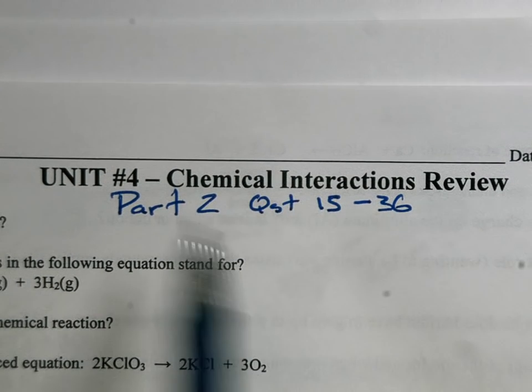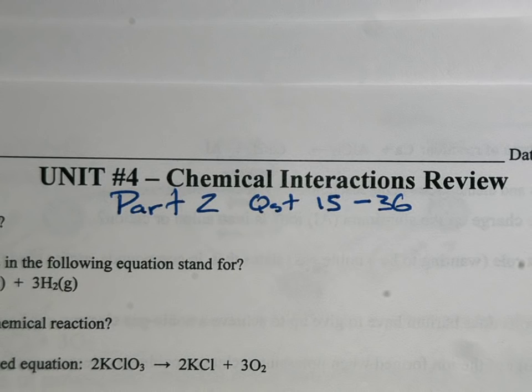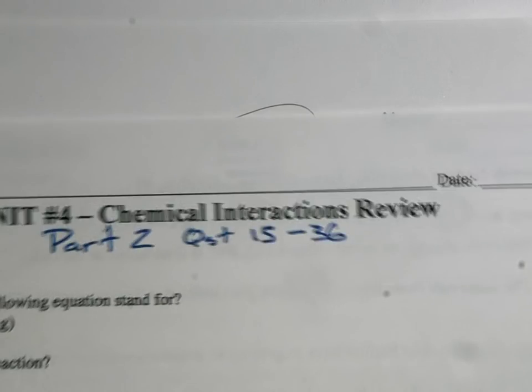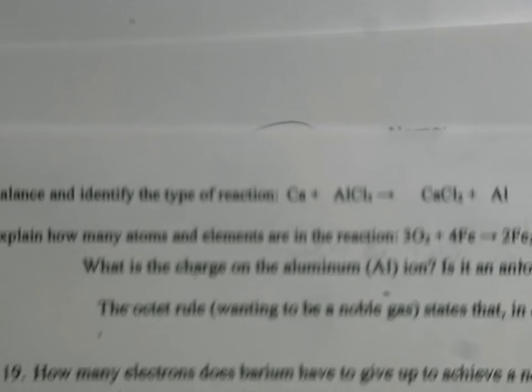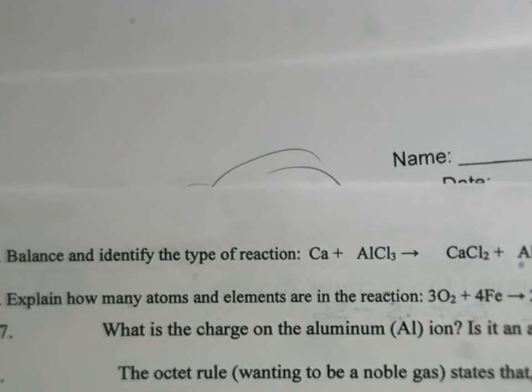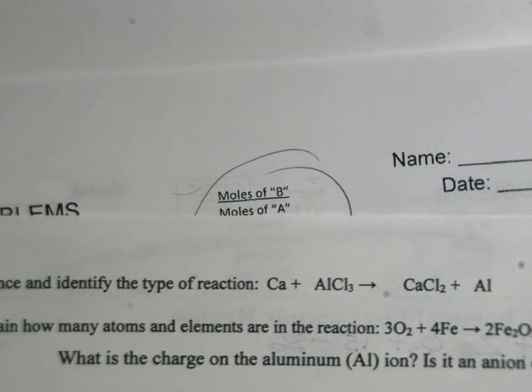This is going to be part 2 of our Unit 4 Chemical Interactions review. So this is going to be 15 through 36. So the first one, it asks you to balance and identify the type of reaction.